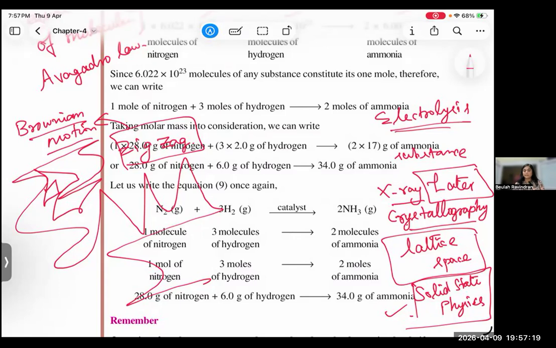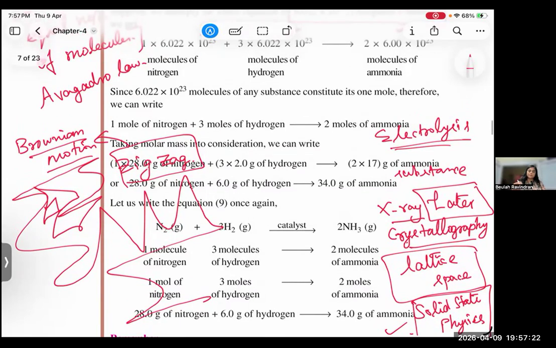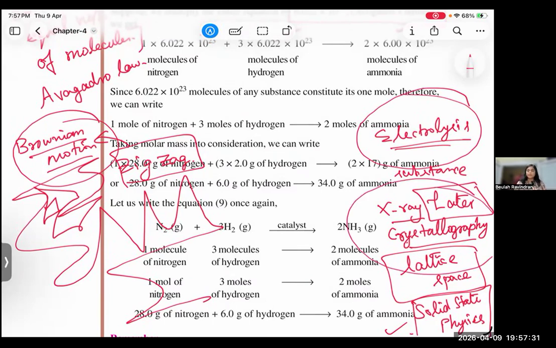This is the very great result: by means of Brownian motion, by means of the electrolysis method, and by means of X-ray crystallography, all methods gave the same value, 6.022 times 10 to the power of 23 atoms in a given volume. So it is the Avogadro constant. They named it in honor of Avogadro.